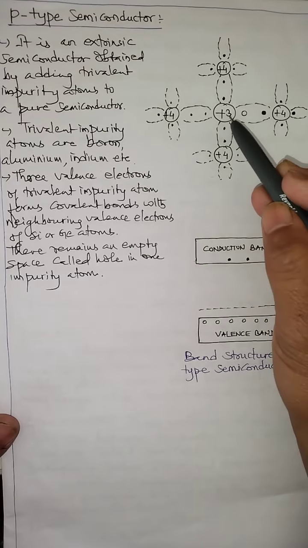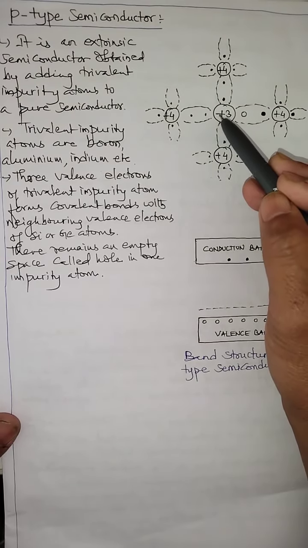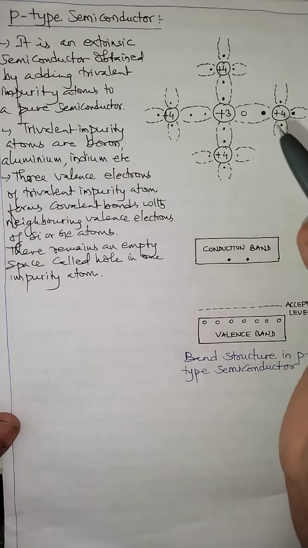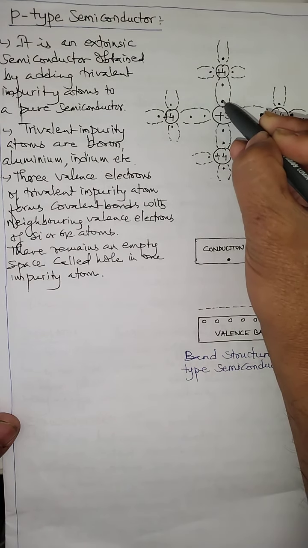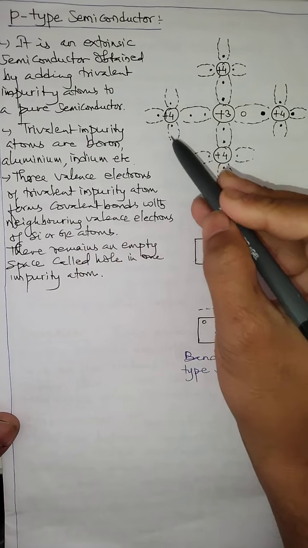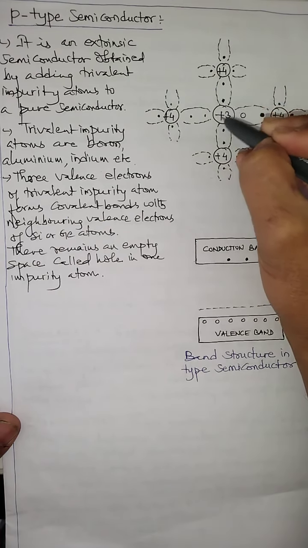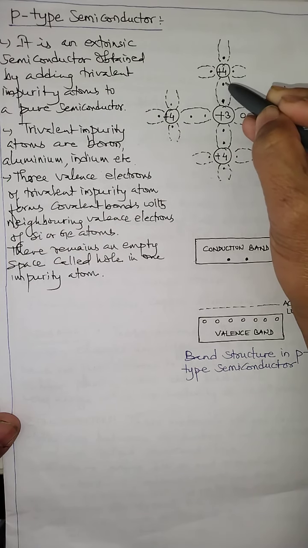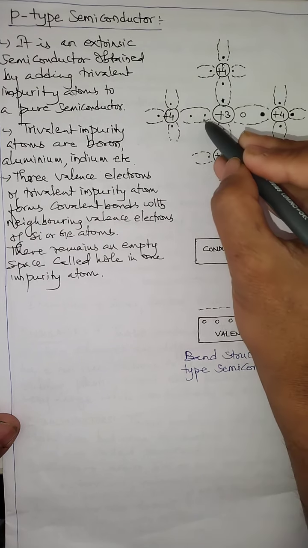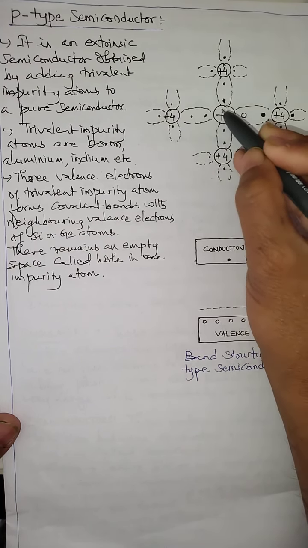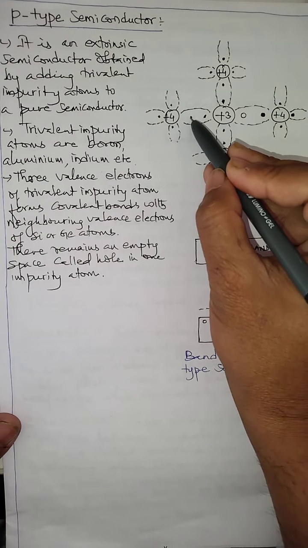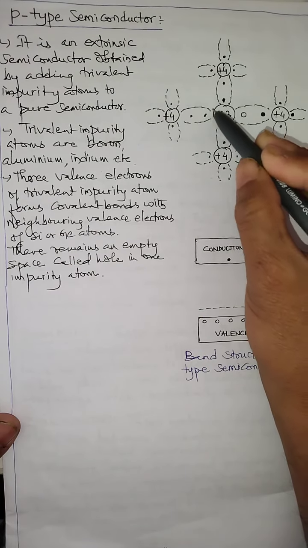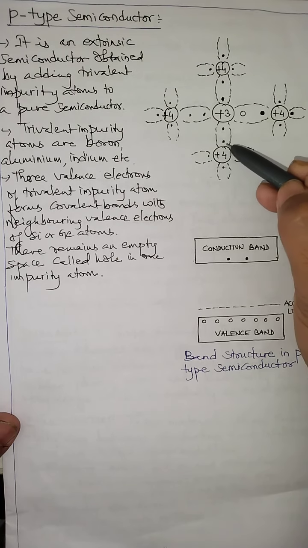Now, as soon as we add this trivalent impurity atom to the pure semiconductor, you can see that trivalent means 3 valence electrons. So these 3 valence electrons will share with the neighboring valence electrons of the silicon or germanium atoms. This is one valence electron of the trivalent impurity atom sharing with one valence electron of a silicon or germanium atom. Similarly, this is another valence electron of the impurity atom sharing with a valence electron of a neighboring silicon or germanium atom.